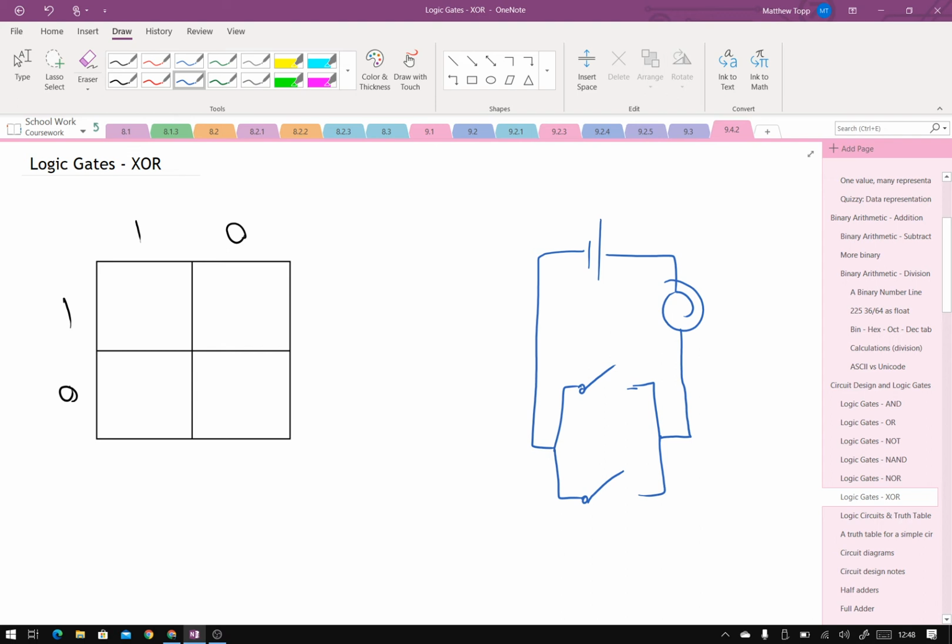So when both switches are on, no output. When both switches are off, no output. When a single switch is on, you get an output. Exclusive OR. All right, so it can be one or the other, but not both. How do you differentiate between this and the OR? What does an exclusive OR gate look like?